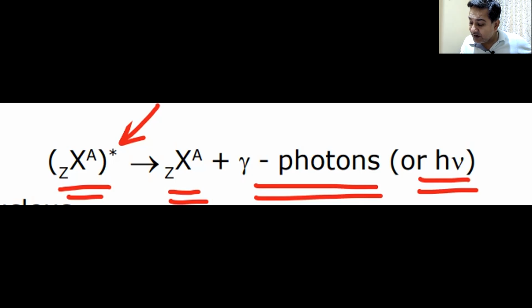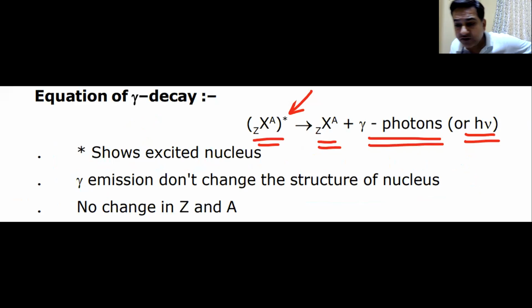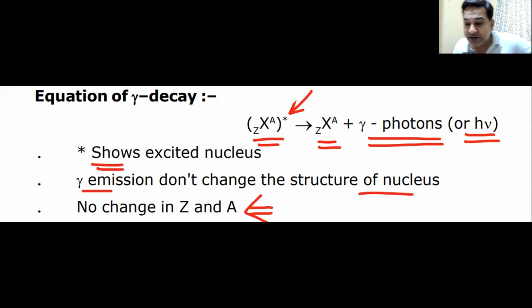This is the equation that you have to remember, and this is the explanation that is going to come. This is the equation of gamma decay. The asterisk shows the excited nucleus. I hope you understand this. Gamma radiation or emission does not change the nucleus. There is no change in the mass number and the atomic number. Do we understand this?